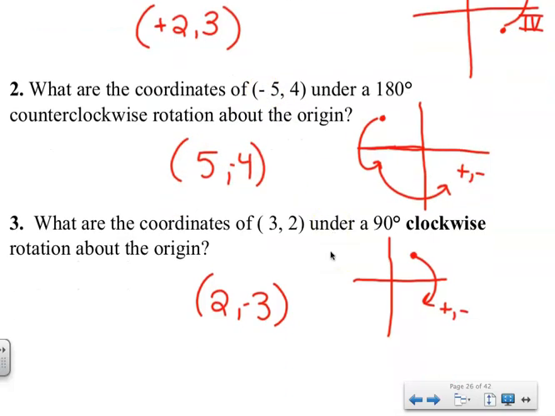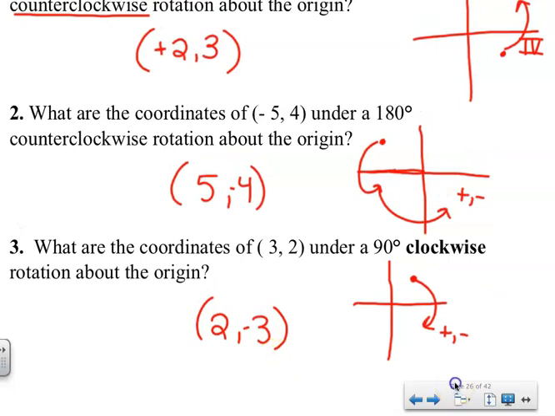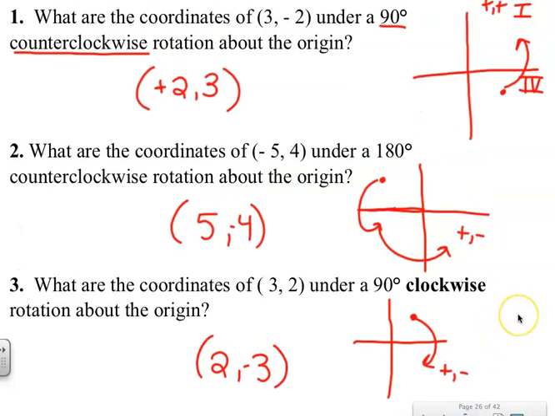is negative. On 3, you had 3, 2 up here in the 1st quadrant, 90 clockwise would bring it down here into the fourth quadrant, which is positive, negative. Since you went 90, you do have to flip them to a 2, 3, and then you made sure x was positive, y was negative. Okay, so that's how you change coordinates under rotations.